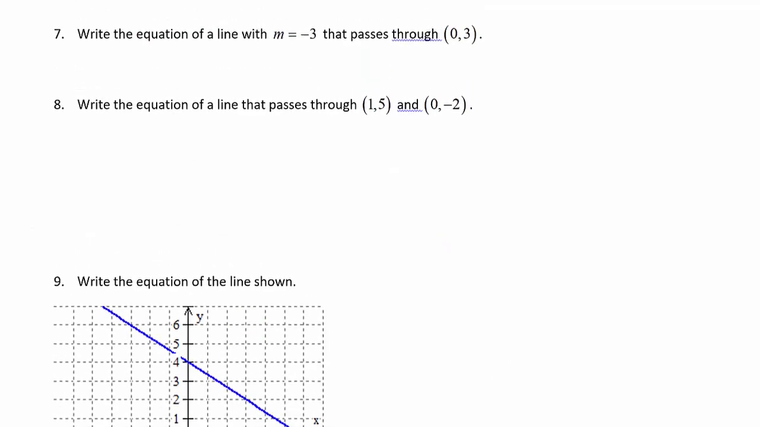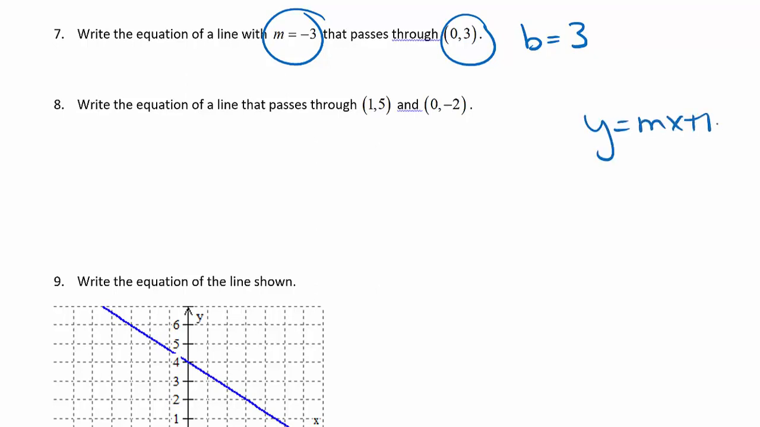We can even use this slope-intercept form to write equations of lines. If I know what the slope is, and I know what the y-intercept is, I can just plug those things into my slope-intercept form. In example 7, if I want to write the equation of a line with a slope of negative 3, my equation would be y equals negative 3x, and if it passes through that y-intercept of (0, 3), it'd be negative 3x plus 3.